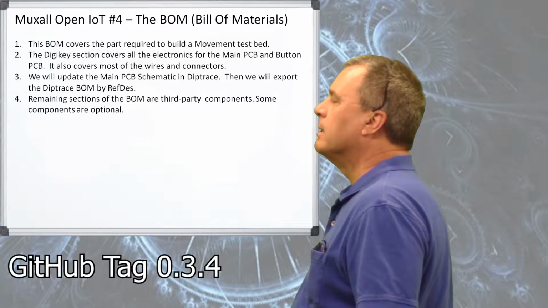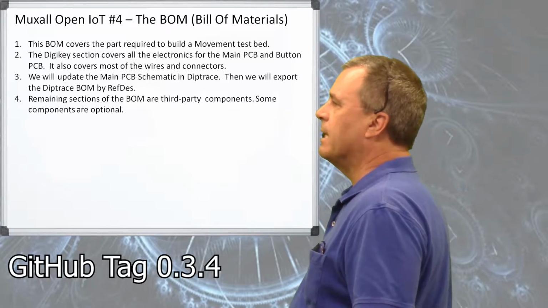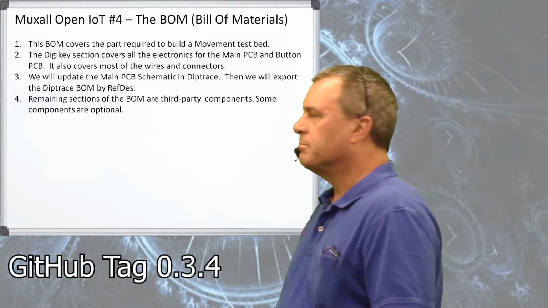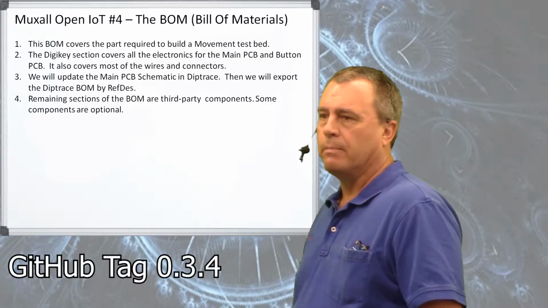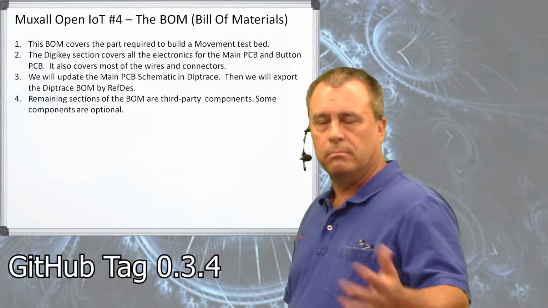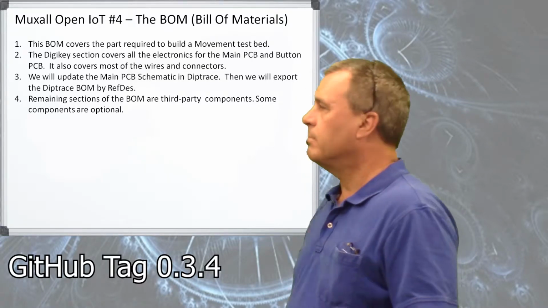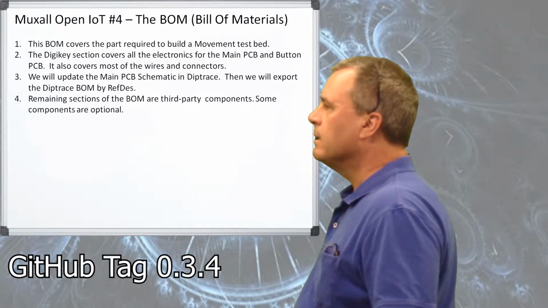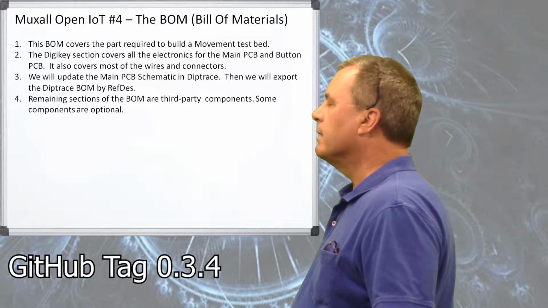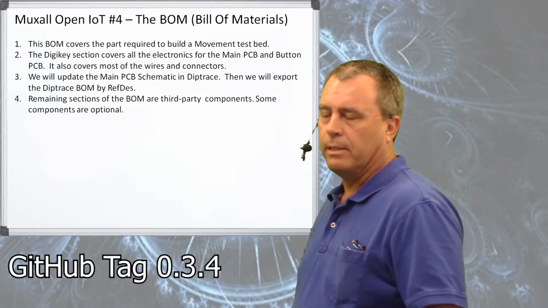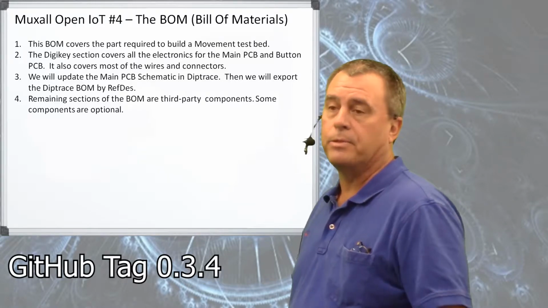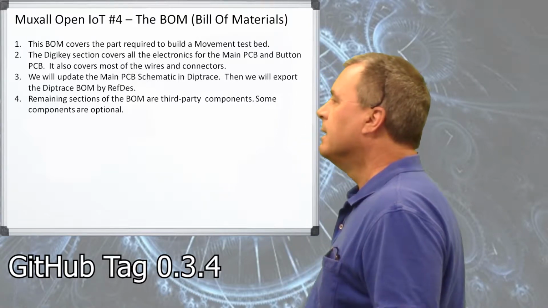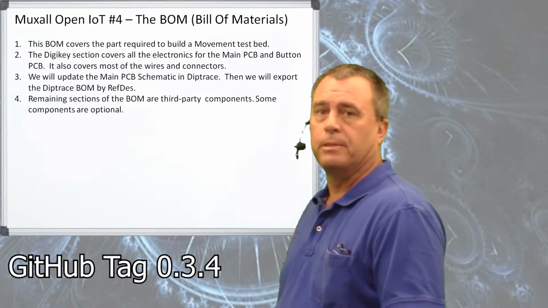The next thing we're going to go over are the remaining sections of the bill of materials, and they're the third-party components. Third-party being components that I'm not building or Muxall's not making, right? Some of the components are optional, and you'll be able to see that if they're zeroed out in the bill of materials. That means it's optional. I guess there are probably a lot of things that are optional in the bill of materials, but the ones that I consider optional are zeroed out.